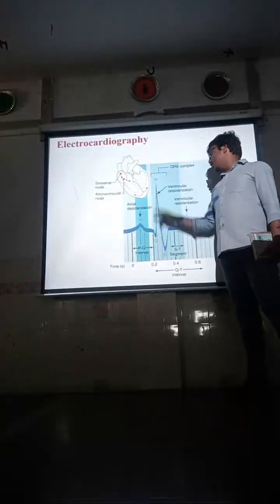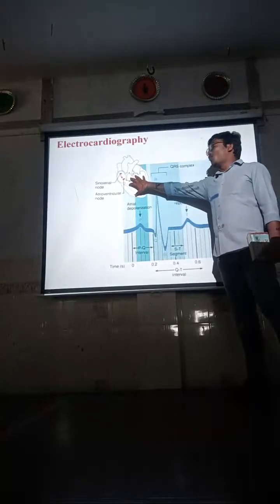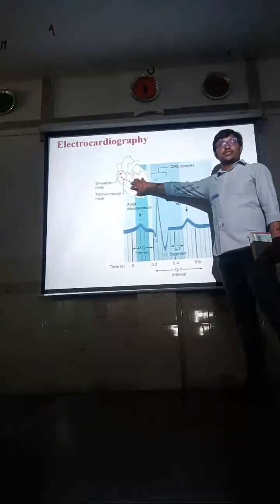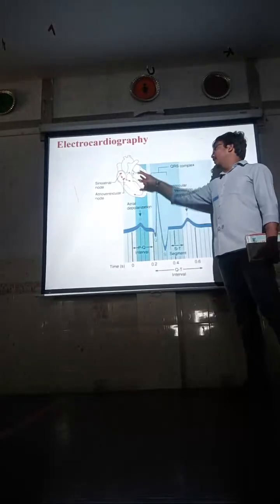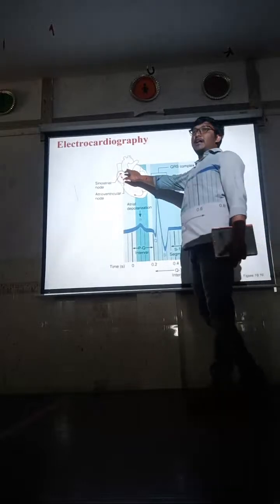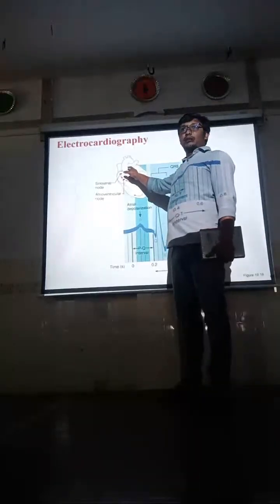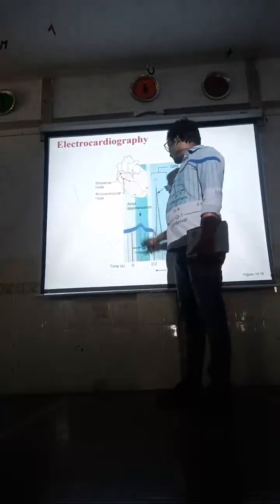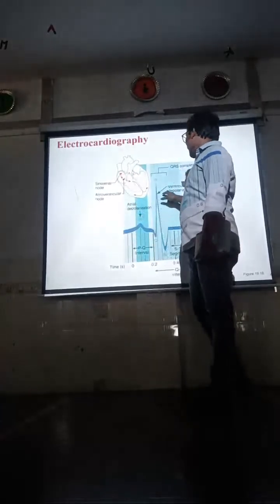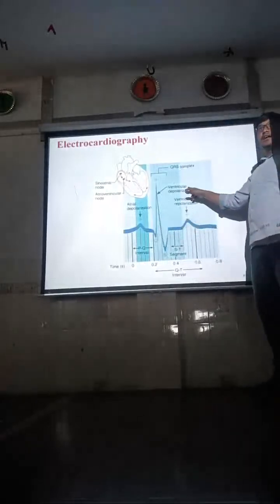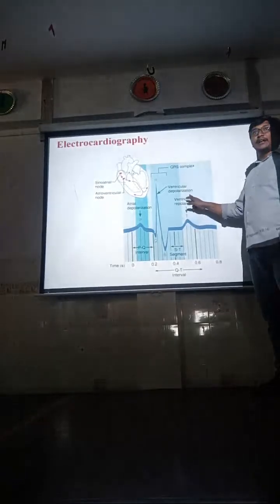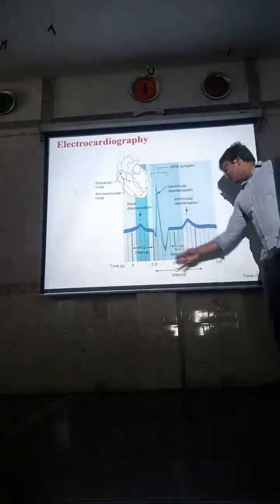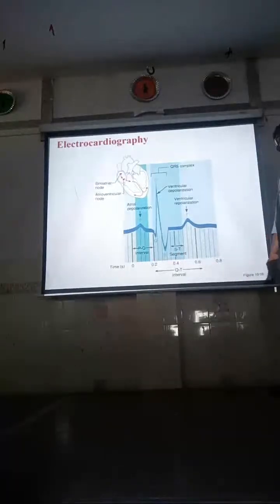Now, any changes in the QRS complex will indicate a problem with ventricular depolarization. Any changes in the P wave will indicate problems with atrial depolarization. P wave indicates atrial depolarization, QRS wave indicates ventricular depolarization, and T wave indicates ventricular repolarization. You can see the time interval. Yes or no? Yes, sir.